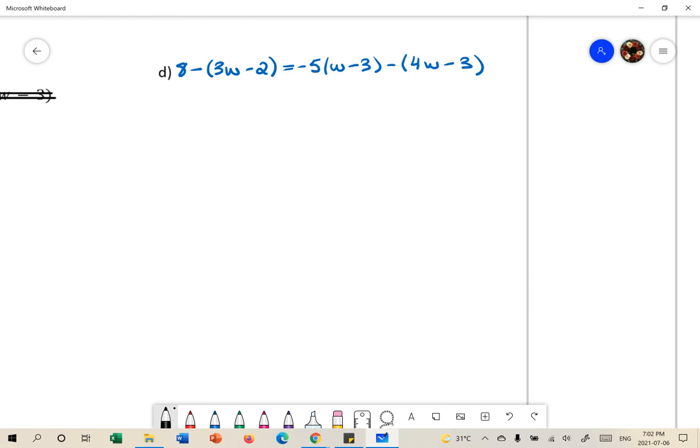Last question. The 8 is going to stay as is. And remember, there is an invisible 1 in front of this negative. So we're going to multiply everything inside the bracket by negative 1, which means that all the terms inside the bracket are just going to change its sign to its opposite. And then I'm going to multiply negative 5 by w and negative 3. And then again, there is an invisible 1. So I'm going to multiply negative 1 by 4w and negative 3.